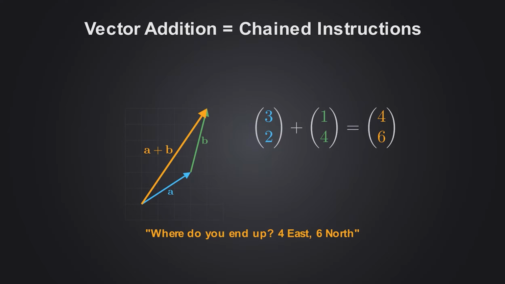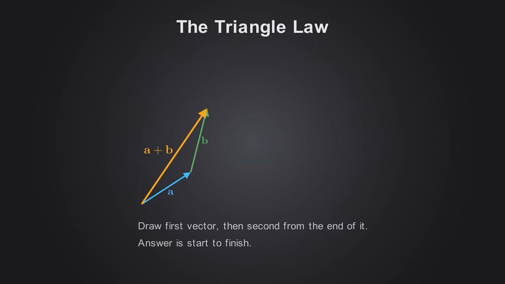That's also the triangle law. You draw the first vector. From the end of it, you draw a second vector. The arrow from where you started to where you ended up, that's your answer. The triangle law isn't a rule that you need to memorize, but it is a picture of what addition actually does.